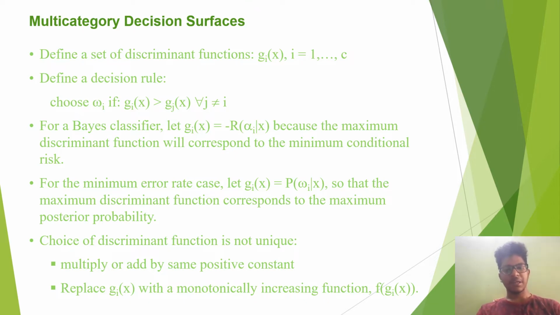For the minimum error rate case, let g_i(x) equal P(omega_i | x), so that the maximum discriminant function corresponds to the maximum posterior probability. The choice of discriminant function is not unique. We can multiply or add by the same positive constant, or replace g_i(x) with a monotonically increasing function f(g_i(x)).